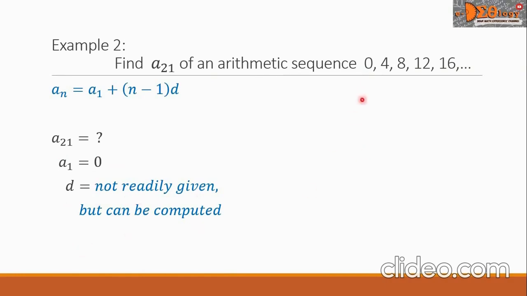We can take any two consecutive terms and then we will subtract. So we have 4 minus 0, that is 4. And that is a common difference. Or we may get the difference of 8 and 4, which is 4 also. 12 minus 8 is also 4. 16 minus 12 is also 4. So we are sure that this is an arithmetic sequence with a common difference of 4.